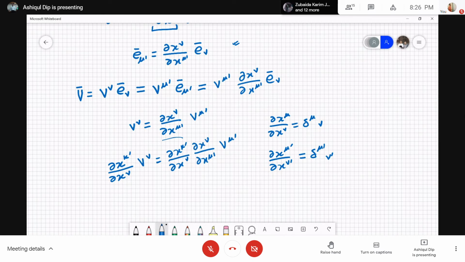Well, I have a question. The prime is not over mu. I think the index is mu, isn't it? But the prime is over x mu. That means, yes, x mu prime is the new coordinate. But yes, mu is mu. So that is the coordinate. Yes, definitely you could write it like this. That's not a problem.